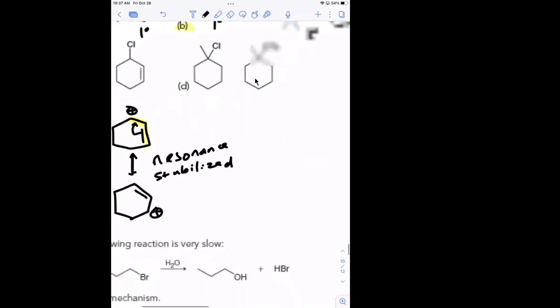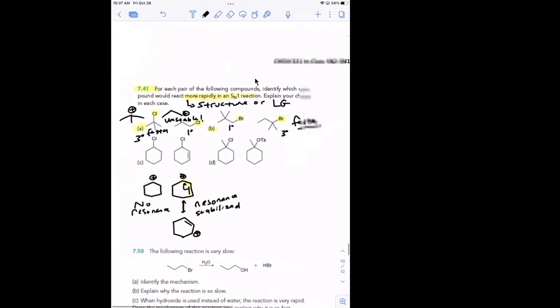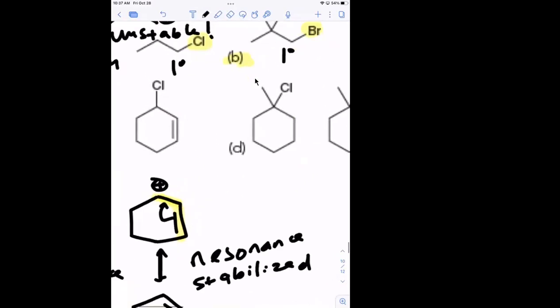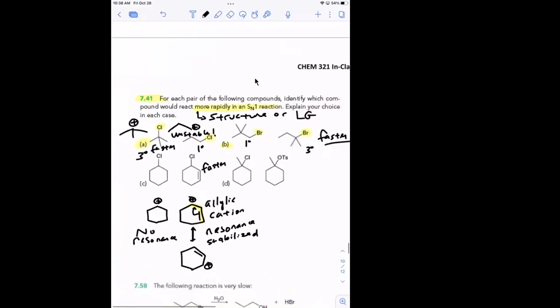Right? Resonance stabilized. That's good. So which one is faster? This one. We've seen that on the cation before. All right. What about D? D is the same structure. They're both tertiary. What are we comparing in D?